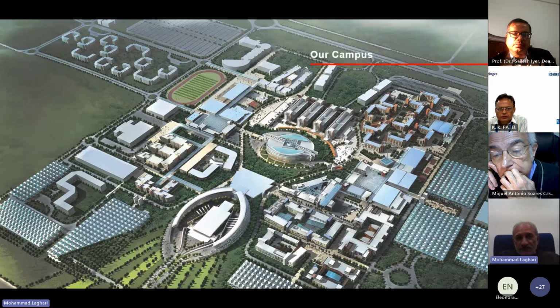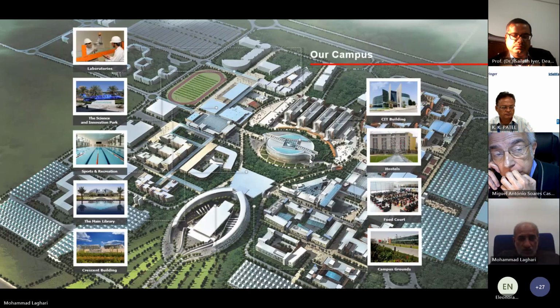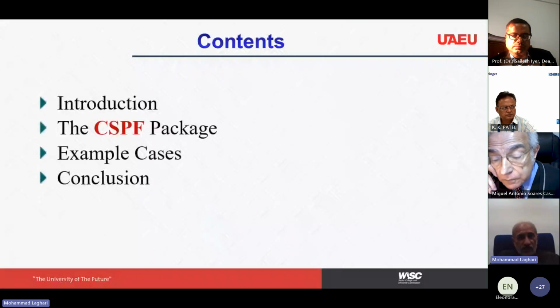This is our campus here. That's the administration building, and the College of Engineering is there. This is our College of IT, and all colleges and labs are there. So let's move on to my presentation.